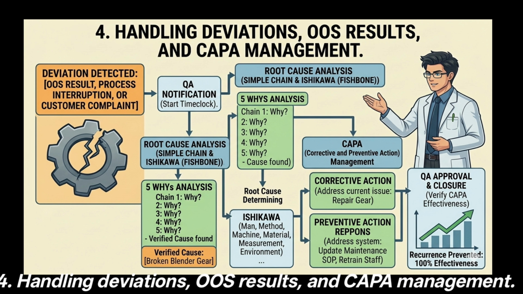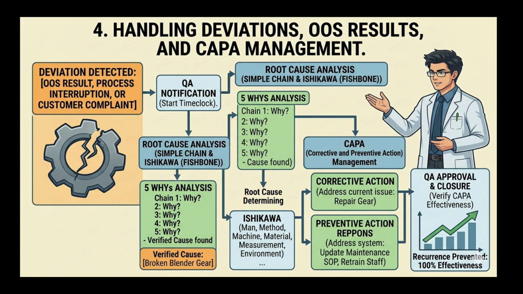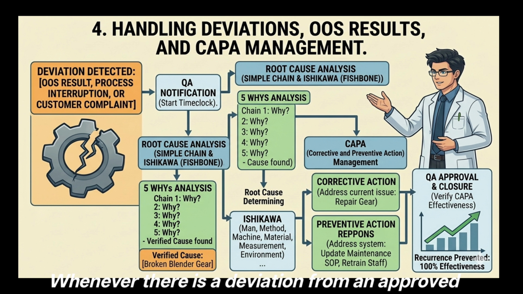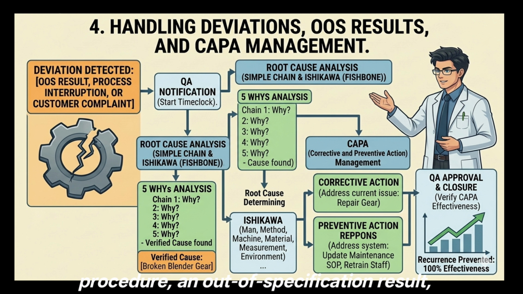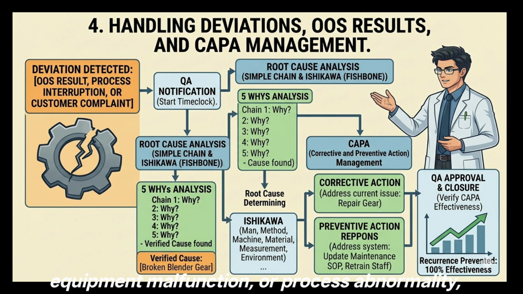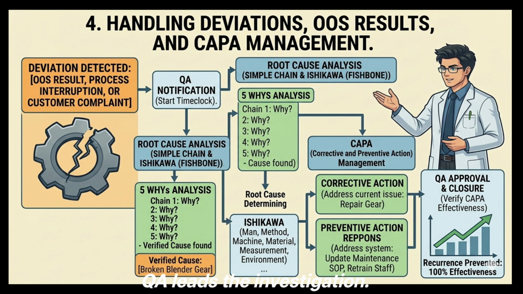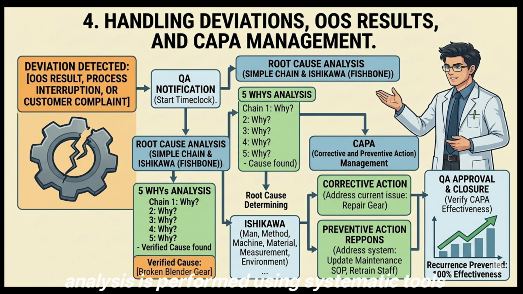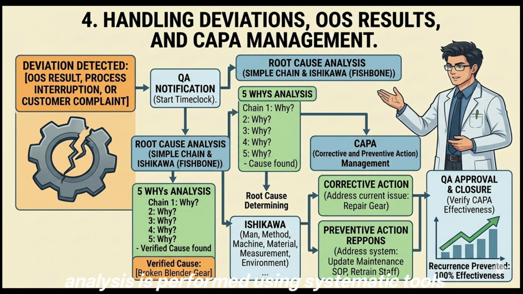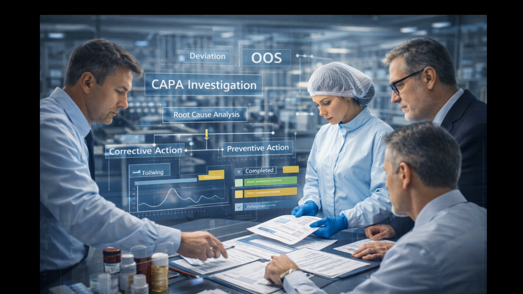4. Handling deviations, OOS results, and CAPA management. Whenever there is a deviation from an approved procedure, an out-of-specification result, equipment malfunction, or process abnormality, QA leads the investigation. They ensure that a structured root cause analysis is performed using systematic tools and that conclusions are scientifically justified.